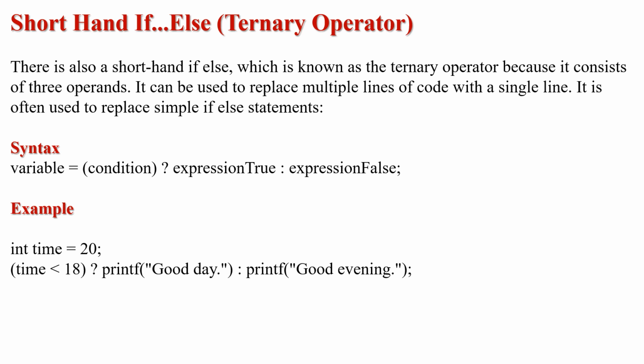The syntax of the ternary operator is variable equal to condition, next a question mark, after that the true expression, and then a colon, and the false expression. We can also call this the question mark colon operator. For example, time is equal to 20 and we are checking time is less than 18. If this is true, then it prints good day, otherwise it prints good evening. 20 is less than 18, which is false, so it prints good evening.